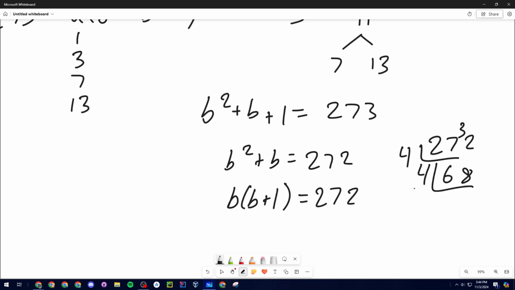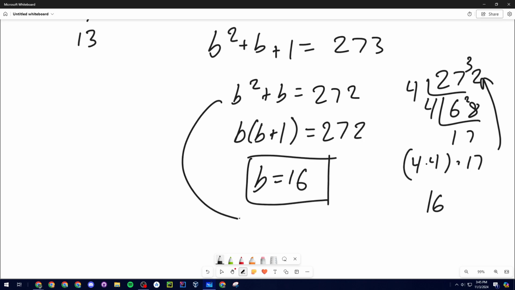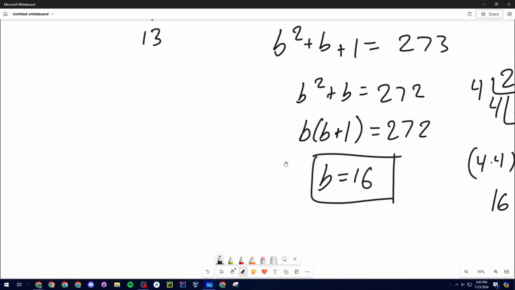68. Okay, that's also a multiple of 4. I'm just trying to get as close to the center as possible. And wow, would you look at that? 4 times 4 times 17 is equal to this. But 4 times 4 is just 16. So therefore, b is equal to 16 as one solution to this quadratic. You could get the same thing if you took b squared plus b minus 272 and factored that quadratic. You'd get 16 and another solution. So b equals 16 is one solution.